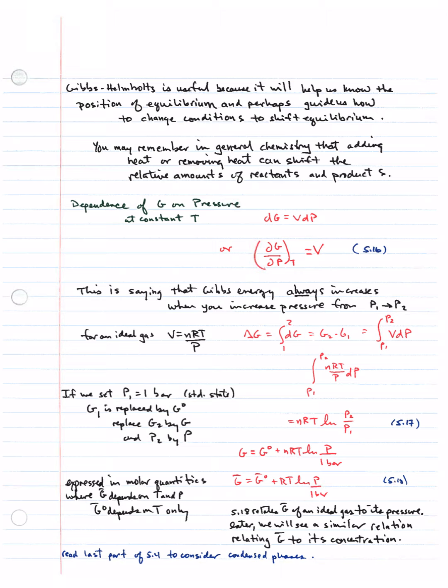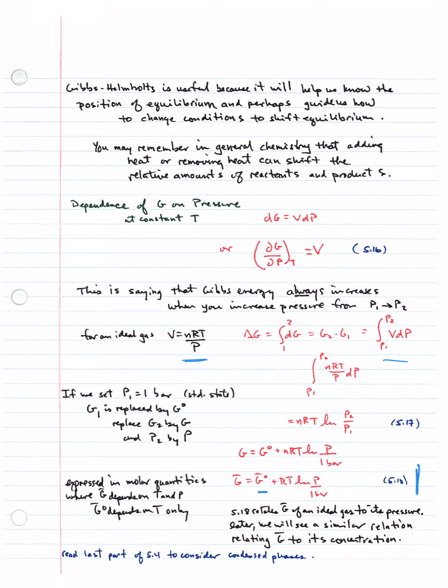As an example, for an ideal gas, you can plug in the expression for an ideal gas into here, do the integral, and if we set P1 to 1 bar, the quote standard state, you can end up getting this expression 5.18 when eventually expressed in molar quantities. 5.18 relates the molar Gibbs energy of an ideal gas to its pressure. Later, we will see a similar relation relating Gibbs molar energy to its concentration.